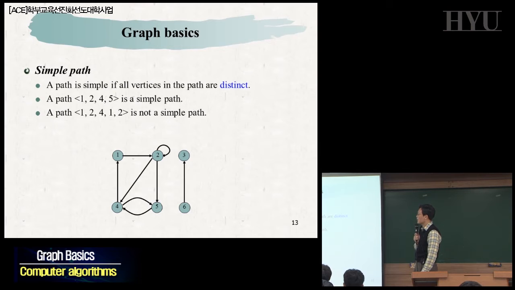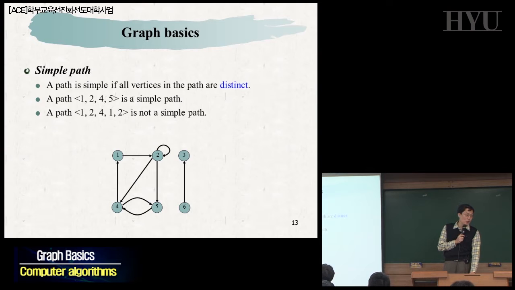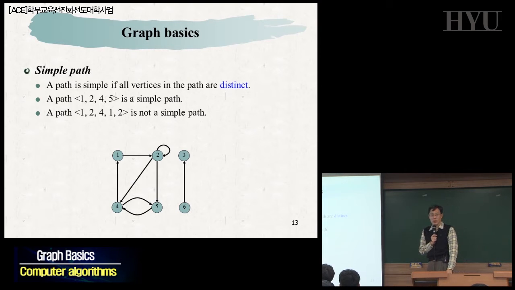And simple path. A path is simple if all vertices in the path are distinct. Look at this path, 1, 2, 4, 5. All vertices are different, so it is a simple path. But look at this path, 1, 2, 4, 1, 2. Vertices 1 and 2 appear twice, so it isn't a simple path. Okay?